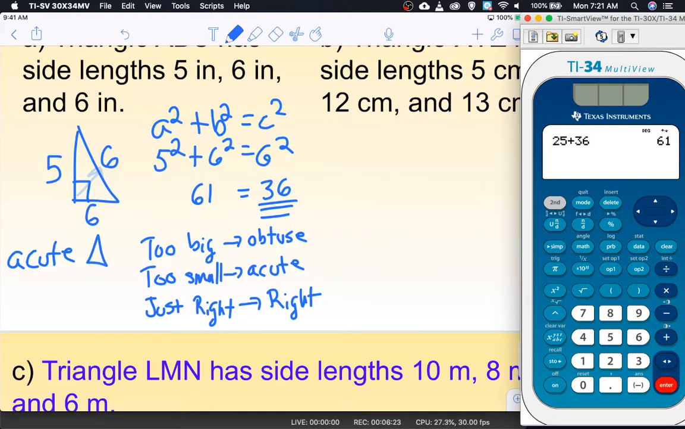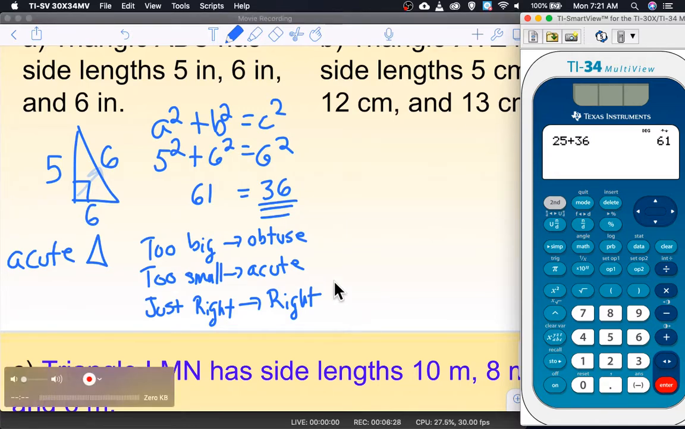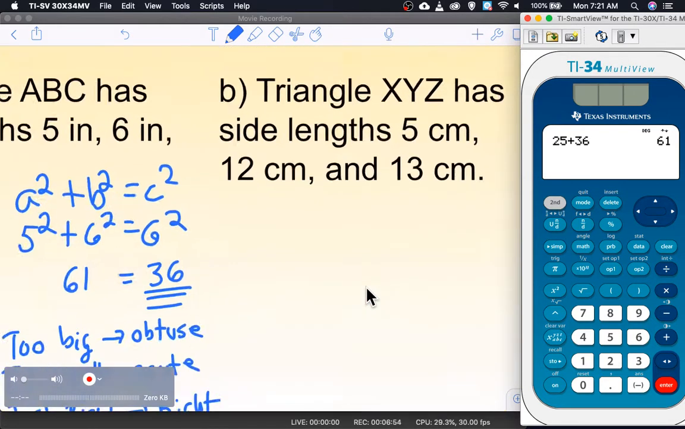So that's it. We're going to take the three side lengths, plug them into the Pythagorean theorem, do the math, and then based off of this final step, we're going to determine if the hypotenuse is too big. If this was, say, a 95, well, then the hypotenuse is too big, and we would have an obtuse triangle. If the hypotenuse is too small, it means instead of having a 90-degree angle, our angle is too small. It's an acute triangle. And if the hypotenuse is just right, well, then we have a right triangle. So letter B.